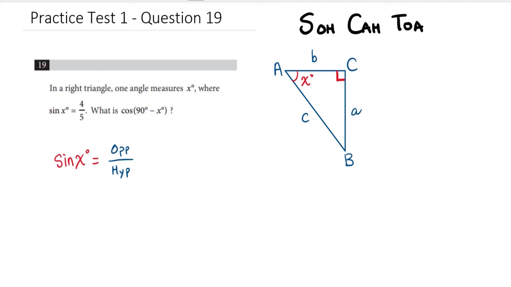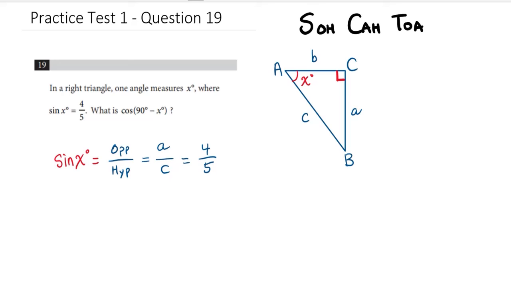So from the diagram, opposite is opposite of that given angle, so that would be length A. And hypotenuse is always the side opposite to the right angle, the longest side, which is C. Okay, so A over C from our diagram would be the ratio of the sine X. And it is given as 4 over 5 in the question.